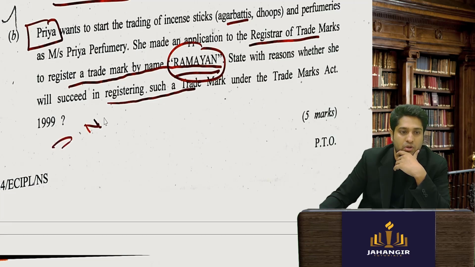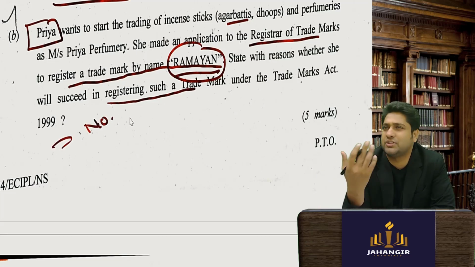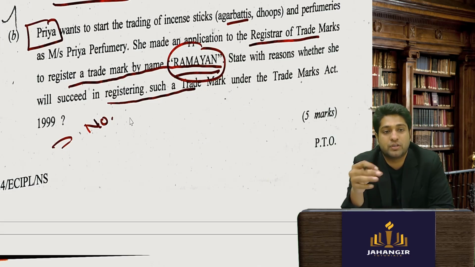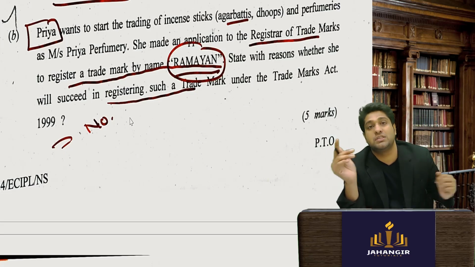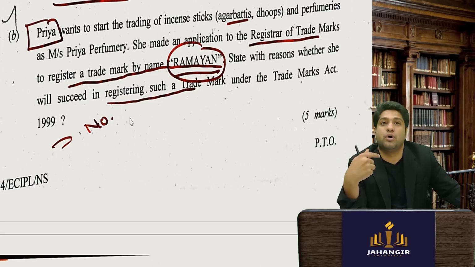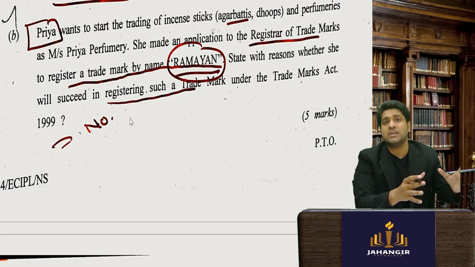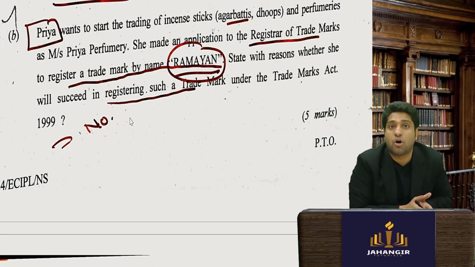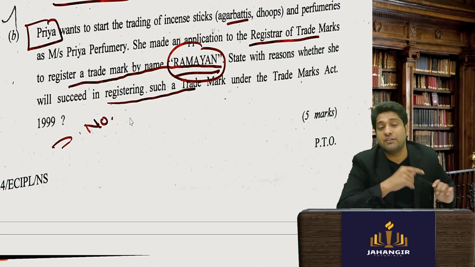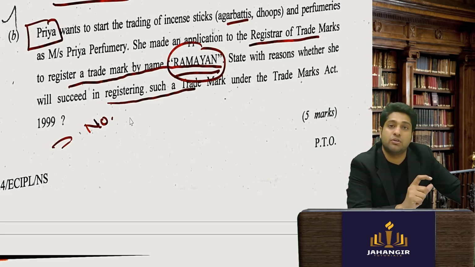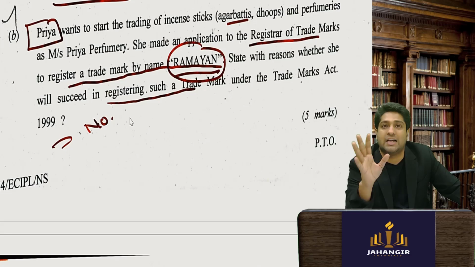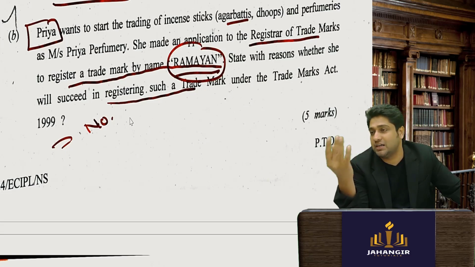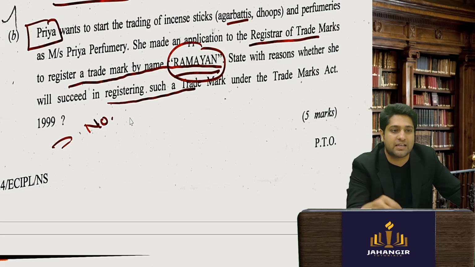Answer is no. Why? Because, like in section 11, the absolute grounds for refusal would come, and you can reject it on 2-3 grounds. First, the word Ramayan has become customary and it represents the religious sentiments of a certain section of the people of India. Using the word Ramayan for your particular goods would be against public policy, and it lacks inventive step or lacks distinctiveness, and that is why it will be rejected.